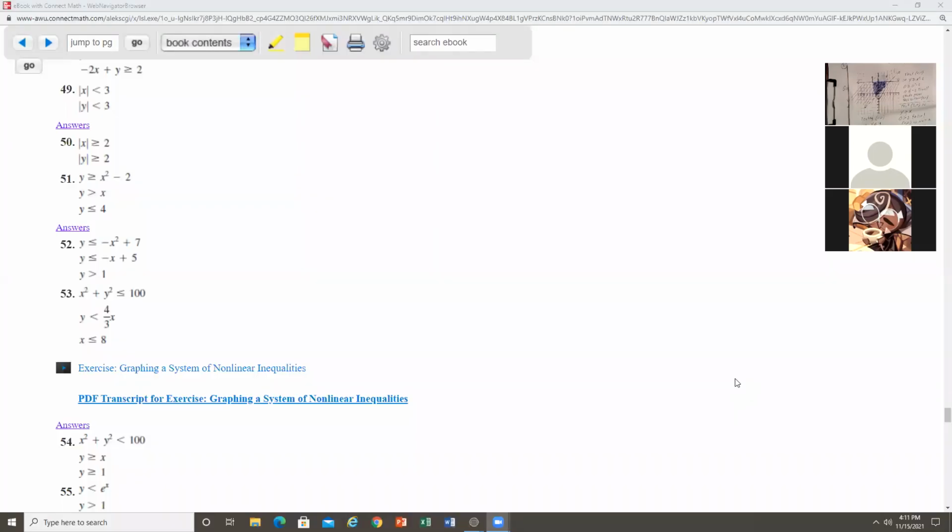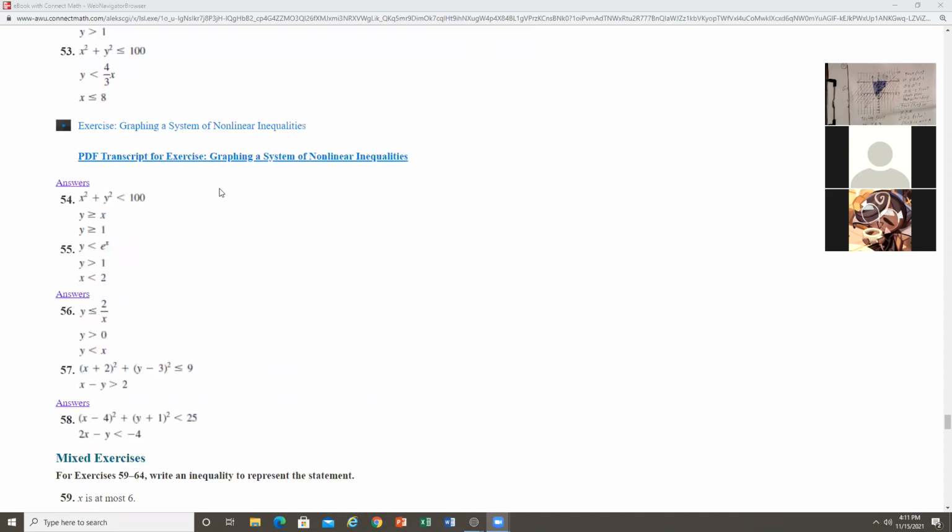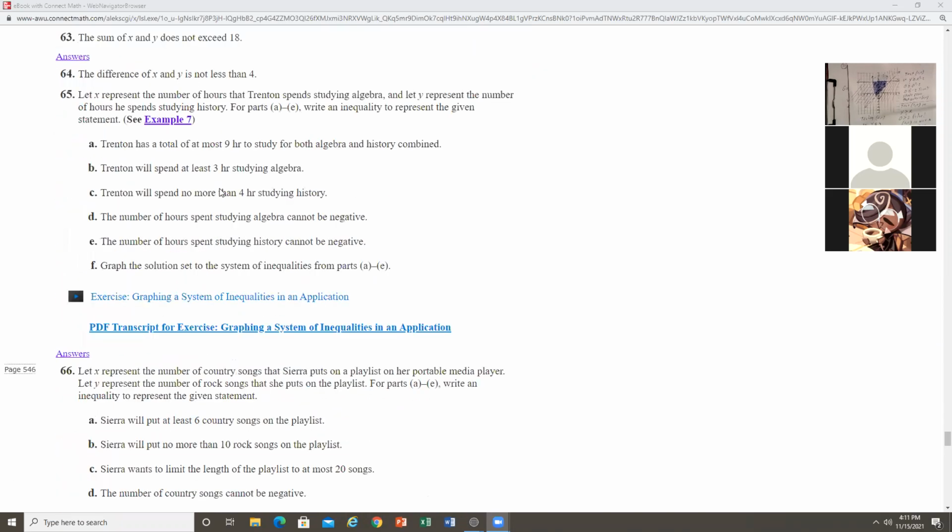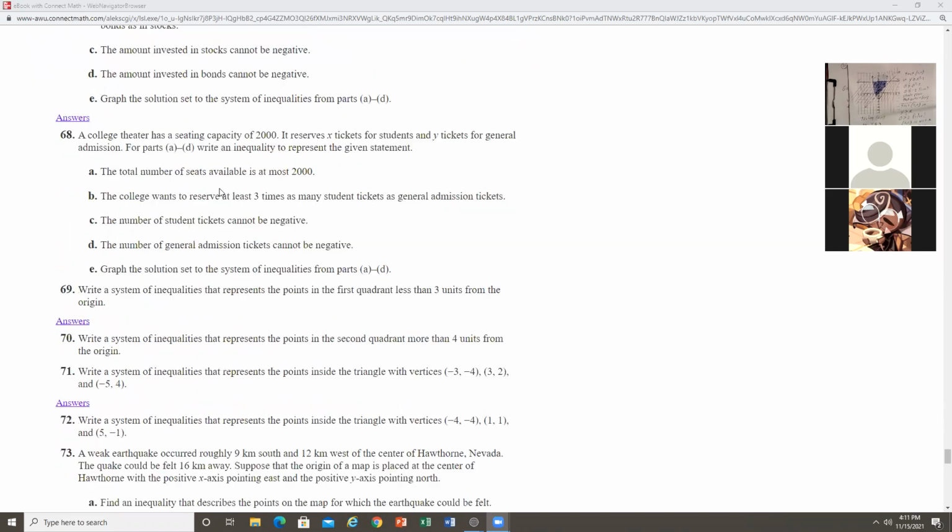I have a question, ladies and gentlemen. Do you think that you can apply these systems to the real world? The answer is absolutely yes. Let's go on down and try to apply this.